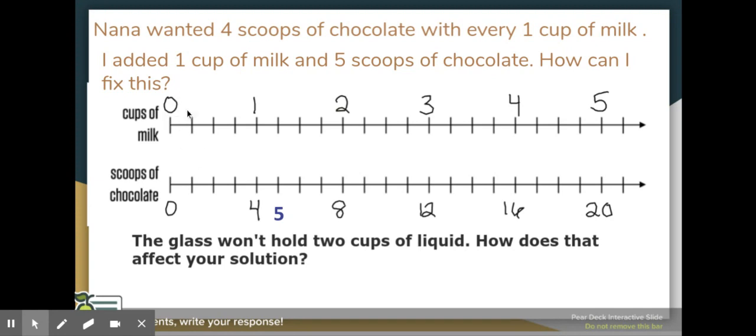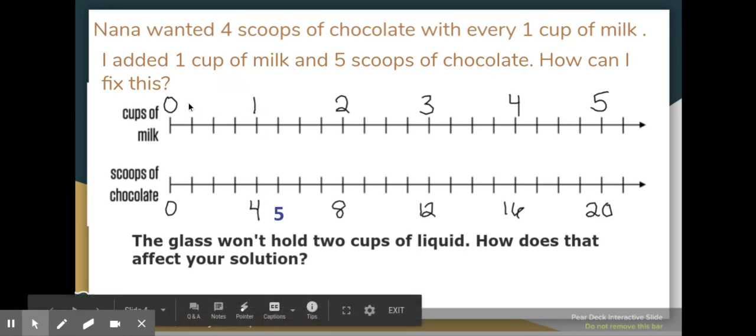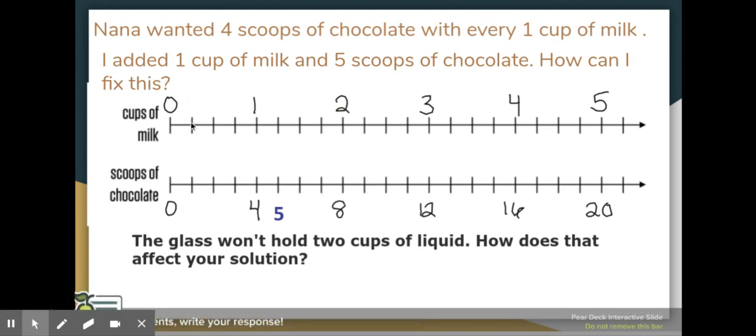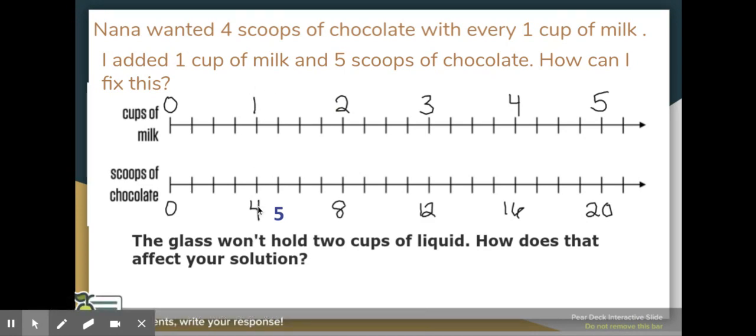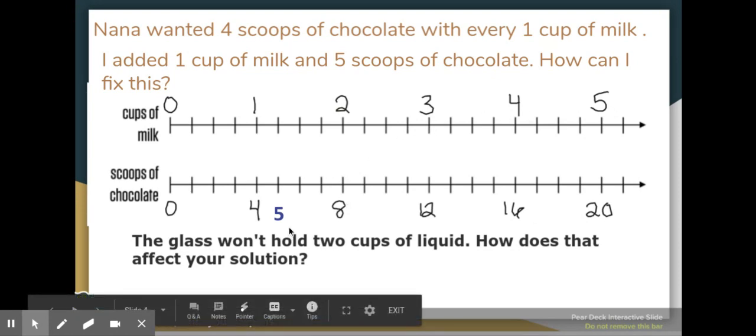Then on the top, we had to make sure that the 1 cup of milk lined up with the 4 scoops of chocolate, right? I couldn't have put the 1 on the first line because then that doesn't line up with the 4 on the bottom. So 1 cup of milk for every 4 scoops of chocolate. Then we lined up the 2 with the 8, and so on and so on. Once you have your double number line filled out, we can see what our solution can be.